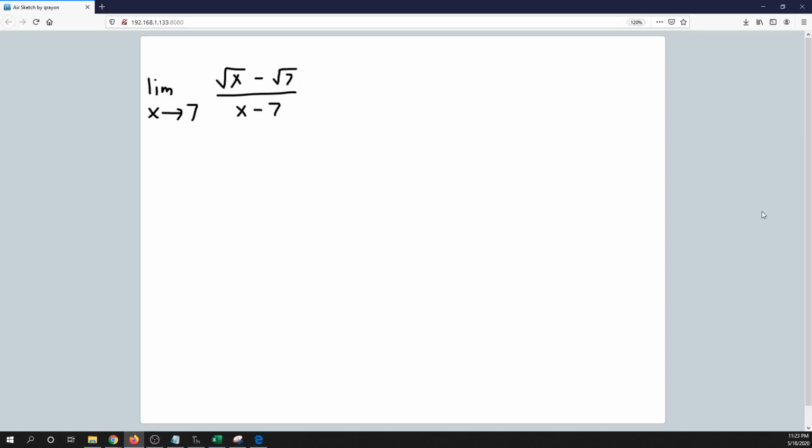All right, in this video, we are going to take the limit of this algebraic function. It involves the square root right here. It's the limit as x goes to 7 of that. So what we're going to do is just plug in the 7 and see what happens when we do that.